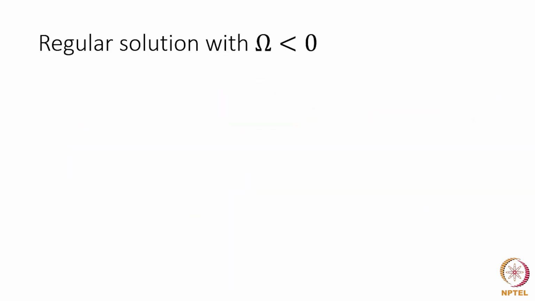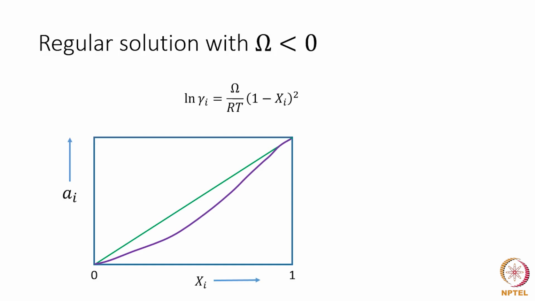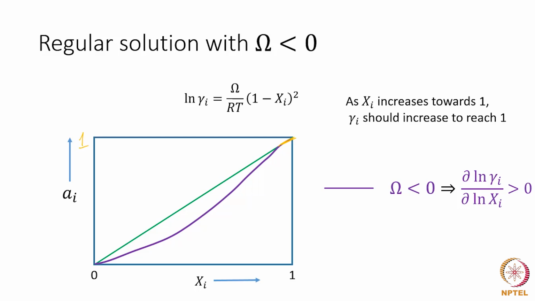Now if you take a regular solution with the interaction parameter omega as a negative quantity, then you can see that the activity plot would be below the line given for the ideal solution. So there is a lowering of the activity at intermediate compositions. However, as xi tends to 1, the activity will reach 1, so the curves will merge with that of the ideal towards the end of the plot. That is necessary because of the definition of the standard state. So a regular solution with omega less than 0 gives ∂ln γi by ∂ln xi as a positive quantity. Why is it so? As xi tends towards 1, γi, which is less than 1, has to increase to reach 1. From a lower value it has to go to a higher value, reach 1, and therefore ∂ln γi by ∂ln xi is greater than 0. It's a positive number.